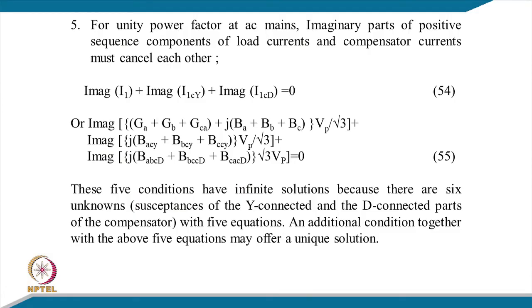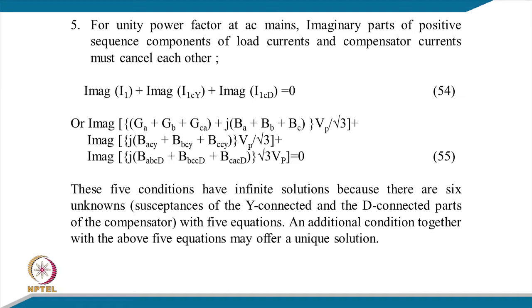There is another, fifth condition. For unity power factor at the mains, the imaginary part of the positive sequence component of load current and compensator currents must cancel each other. The imaginary part of I 1 plus the imaginary part of I C 1, that is the star connected compensator positive sequence current, and the imaginary part of I C D, the delta connected compensator current, must be 0, and you can keep the value of this in terms of load conductance, load susceptances, plus the star connected susceptances as well as the delta connected compensator. So, you get another equation.